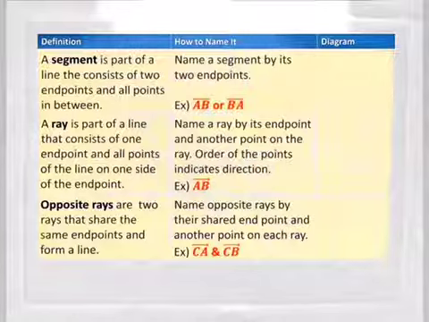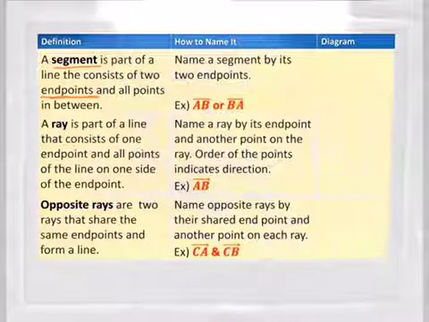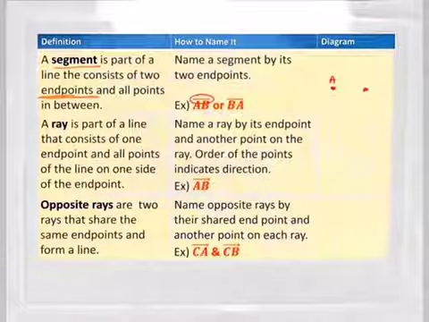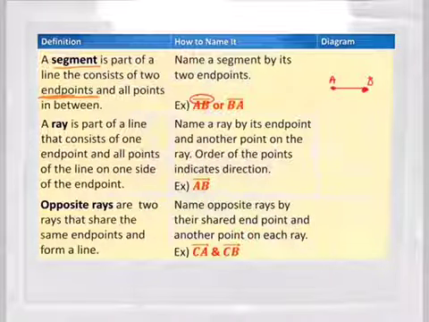A segment is part of a line that consists of two endpoints and all points in between. So a segment is relatively similar to a line, except it has endpoints. It has a defined start and stop point. When you name a segment, you're going to name it using its endpoints. So let's draw an example of segment AB or segment BA. And the symbol for line segment is just like the line, except you don't put the arrows at the end. So here we've got point A, and we'll put point B here, and we draw the line in between. So this would be line segment AB or BA.